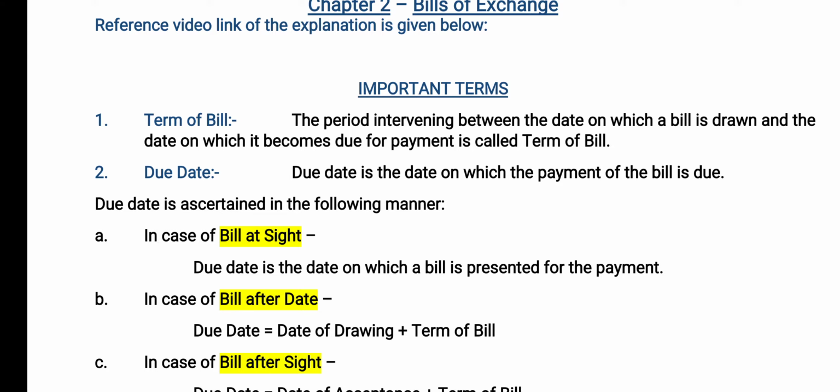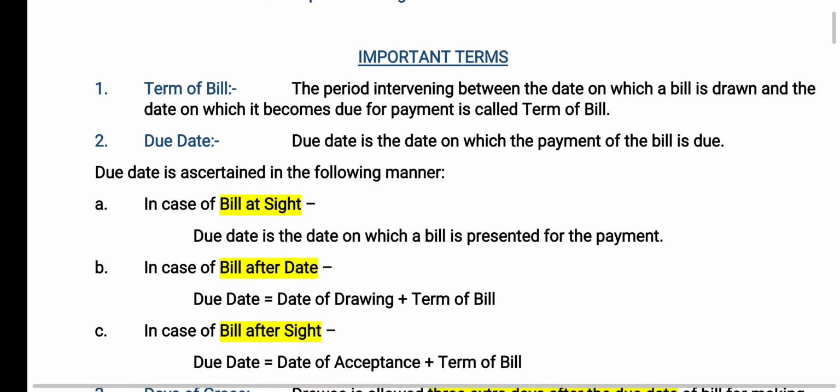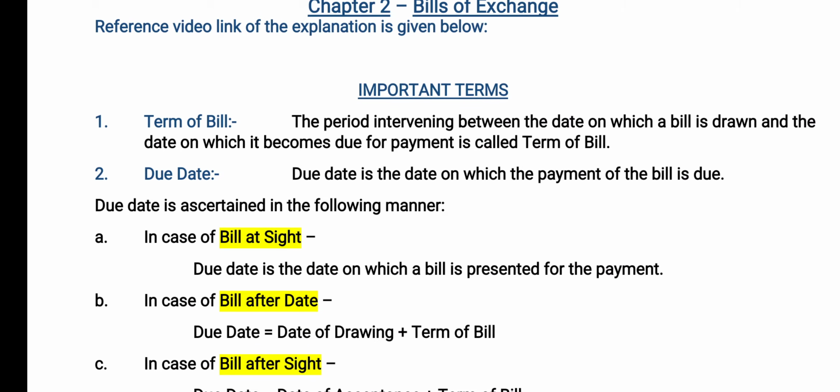Suppose, for example, the bill has been drawn on 1st of April and after 2 months it is going to be paid. After 2 months it will become April to May, May to June, means on June, that period between April to June will be termed as the term of bill.